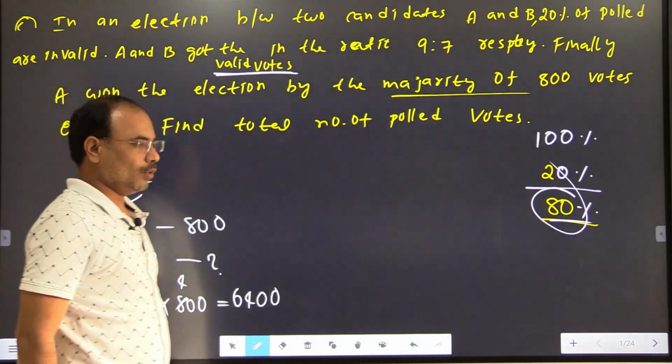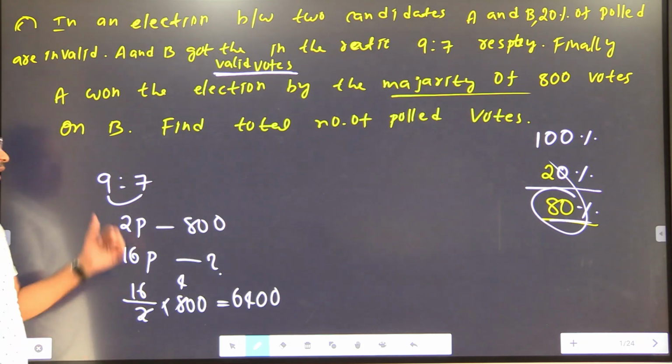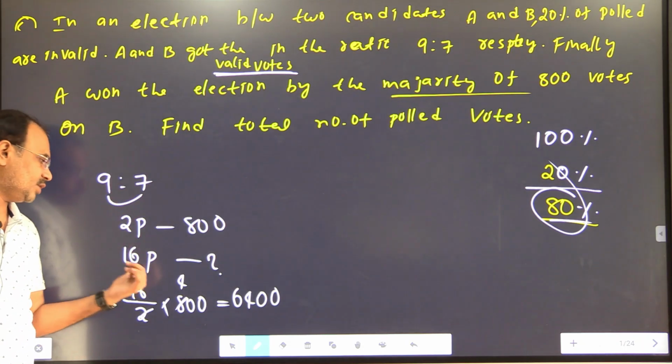Once again, I found 16 parts. What are 16 parts? 9 plus 7, 16 parts. These are valid votes.